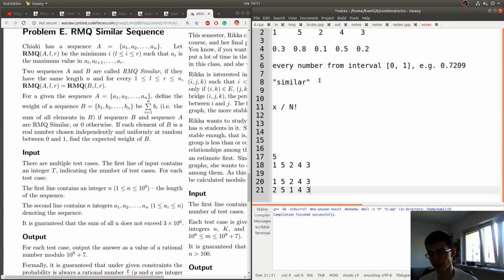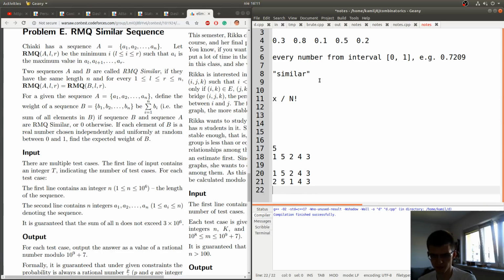Actually, here I think the answer would be 6, if I'm not mistaken. For example, this one would be also similar. You can iterate over intervals, like this interval is similar to this interval. This interval here, the biggest value is here, and the same here. This is also true here. So it's fine. And there will be, I think, 6 permutations like that, because in this exact case, you can order numbers 1 to 3 in whatever way you want.